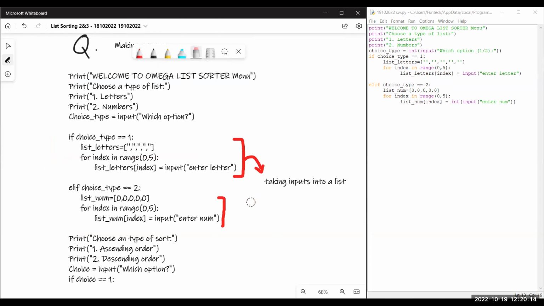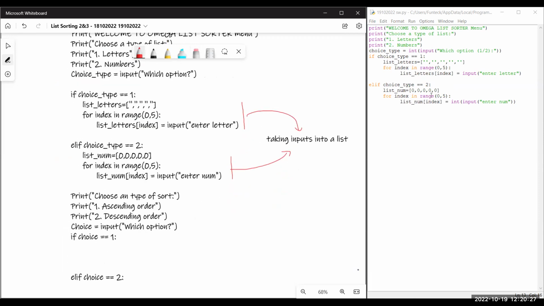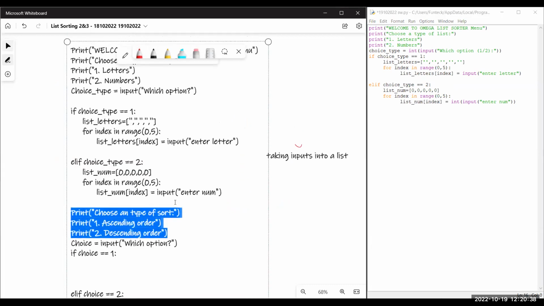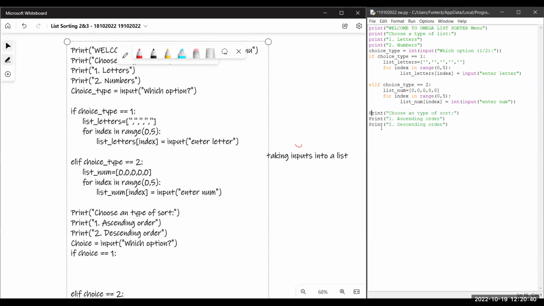Now after this, all we have to do is look at this list. So that's done, taking input. Now what do we do after this? Well, the next thing must be to sort the list. We got our list, let's sort it. Now after this, I'll ask the user again for another choice: does the user want descending order or ascending order? Let's do that.